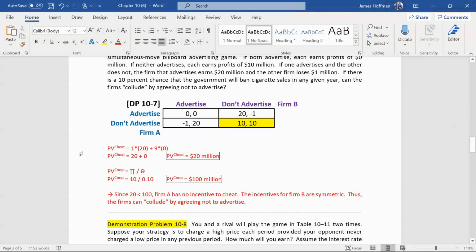Okay, so if we expect to play the game 10 times and we cheat, that means the one-time cheating, you'll get 20. And then the other 9 times you'll get 0. Now, it comes out easily to 20 here because this result is 0, but you can do it if this is not 0. So there's the one-time cheating.